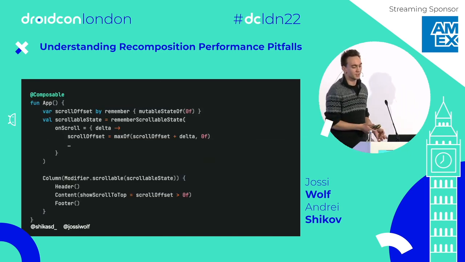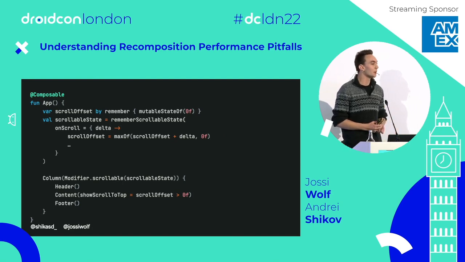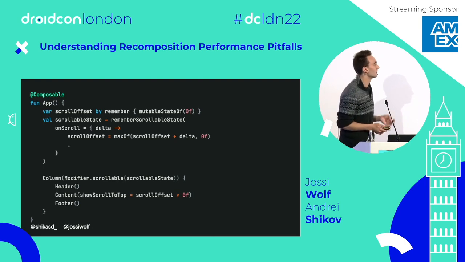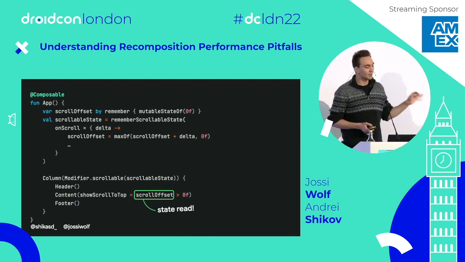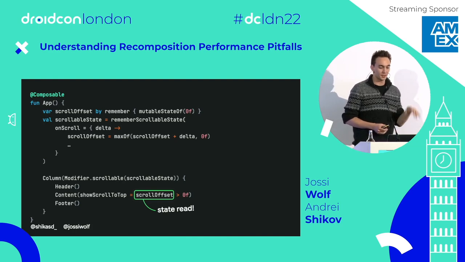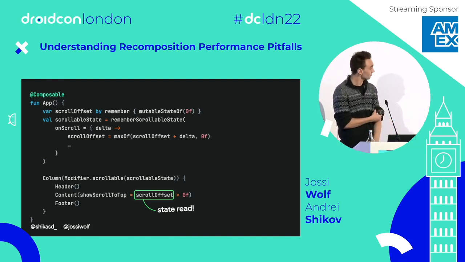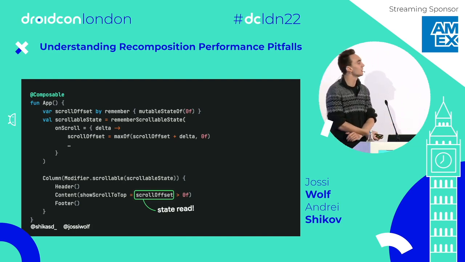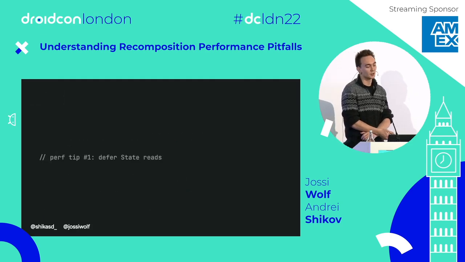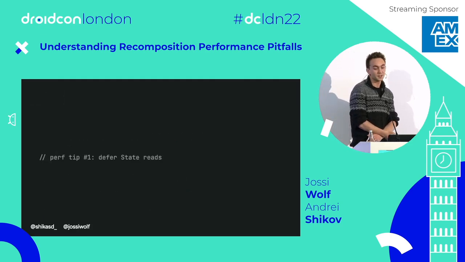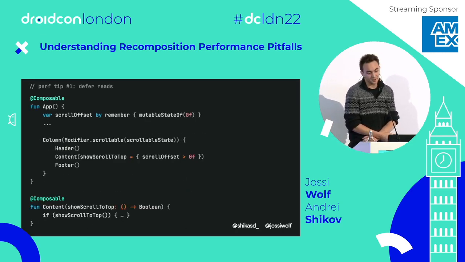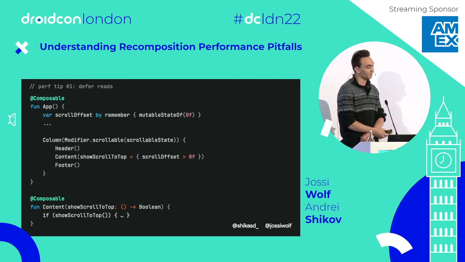We talked about state reads before, and we talked about recomposition happening from state reads. So let's take a look at where we were actually reading state. We can see it's happening here, where we use the scroll offset to figure out should we show this scroll to top button or not. So one of the important things you can do is defer state reads. One approach for that is you can use lambdas.